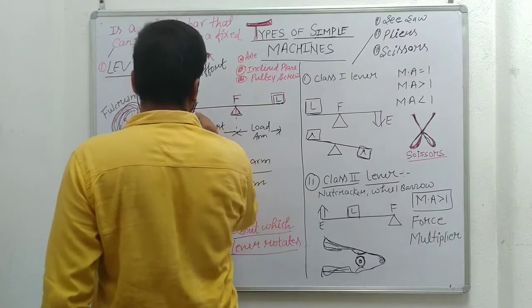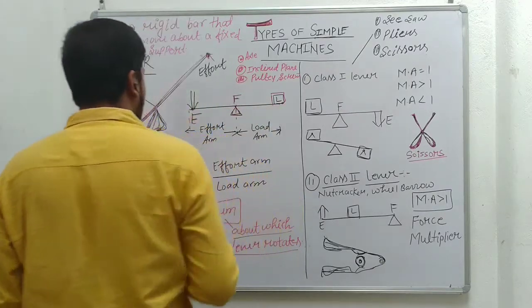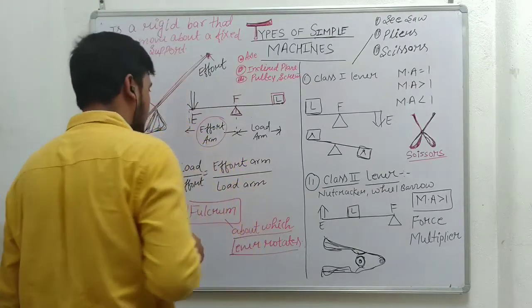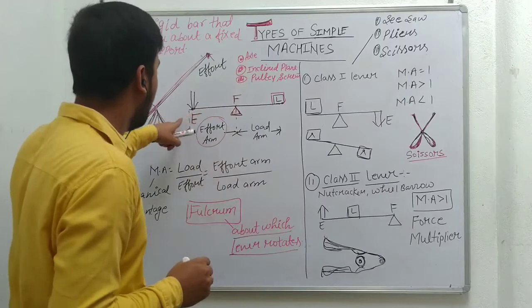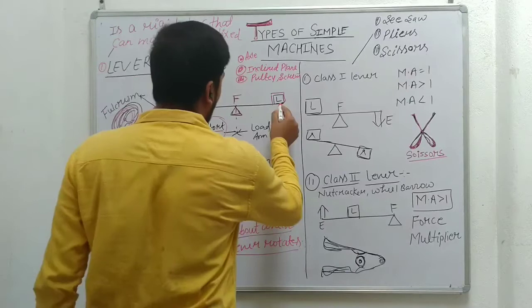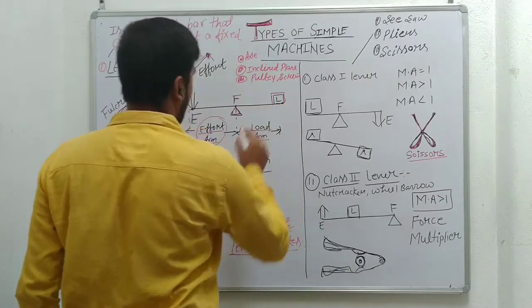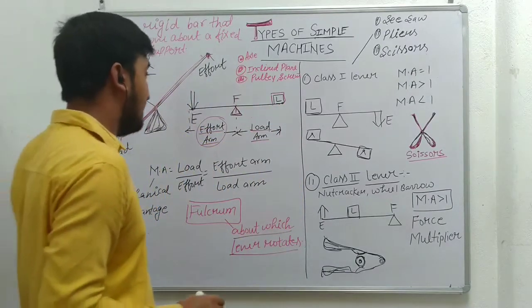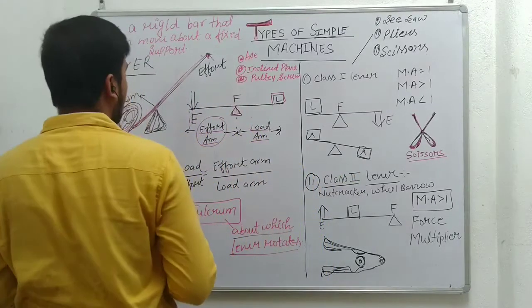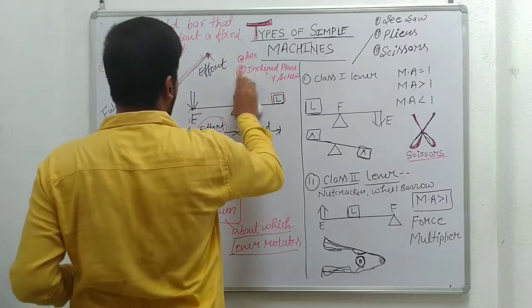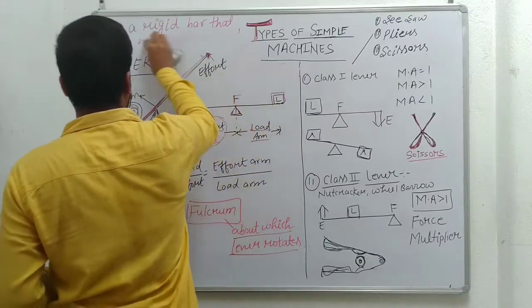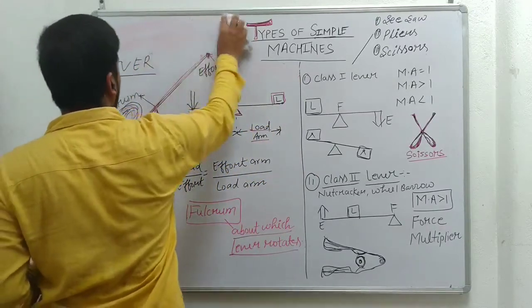This is the fulcrum, this is the effort, and this is the load. The distance between fulcrum and effort is known as the effort arm. The distance between load and fulcrum is the load arm. These are the basic and important points which you have to keep in mind.